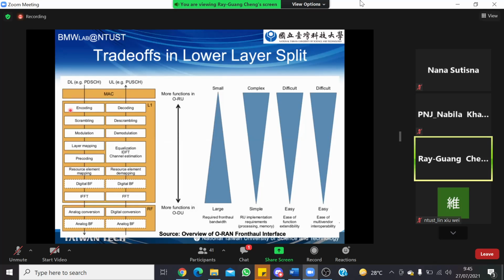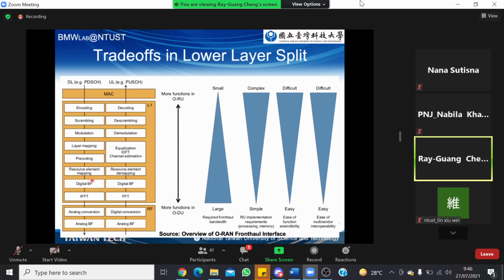Yesterday, Professor Nana just showed us the whole transmitter chain. We want to have encoding. This is channel coding, then scrambling. Then you can do modulation and layer mapping. You want to map the symbols to different antennas. For each antenna, you need to do pre-coding, you need to adjust the weight. We just mentioned if you want to do beamforming, you also need to transmit the weight for each antenna. You need to know how to adjust the phase for each antenna.